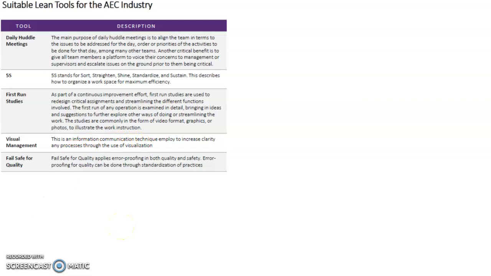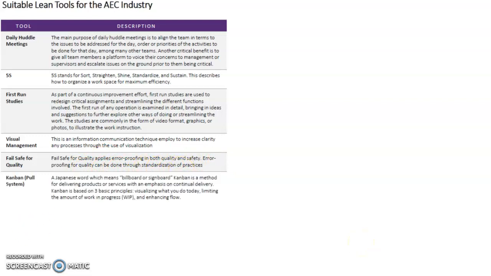Another possible tool is fail-safe for quality. Fail-safe for quality applies error proofing in both quality and safety. Error proofing for quality can be done through standardization of practices.